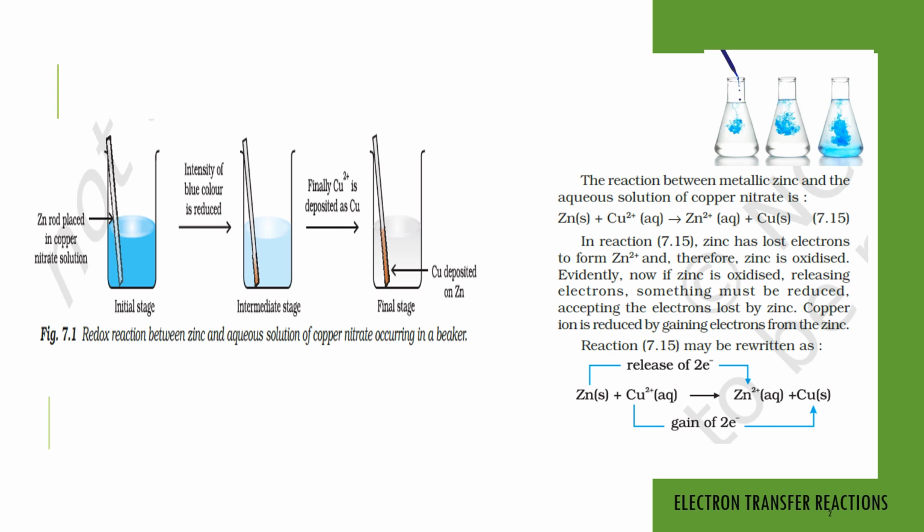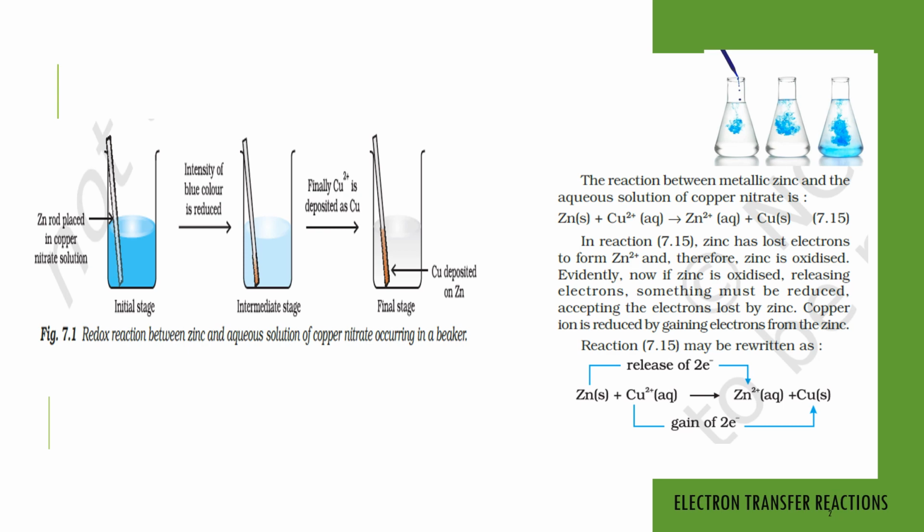So here you can see zinc releases 2 electrons and becomes zinc plus 2, and copper plus 2, gaining the 2 electrons from the zinc, becomes copper solid. So here you can see zinc has lost 2 electrons, that's why it becomes zinc plus 2 ion, and therefore zinc is oxidized. And evidently, as zinc is oxidized, someone is reduced. Which one? That is the copper. So copper ion is reduced by gaining 2 electrons and becomes copper.